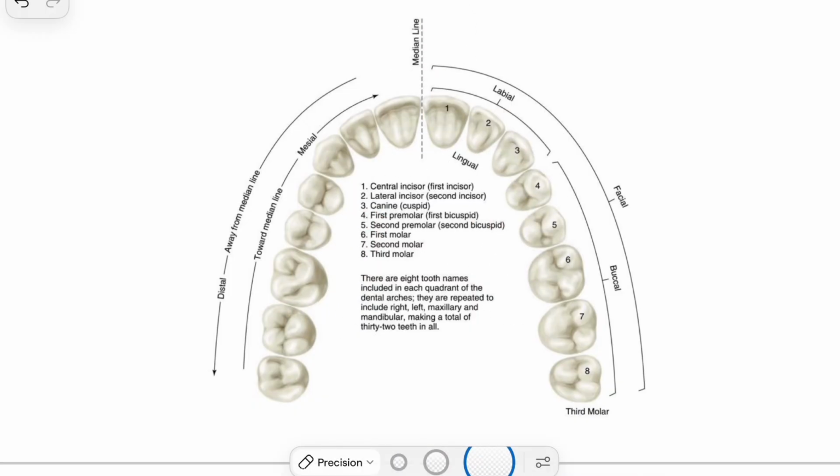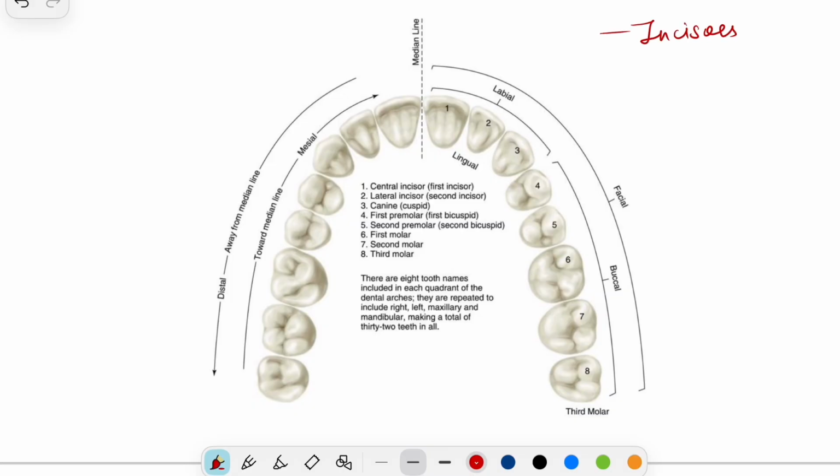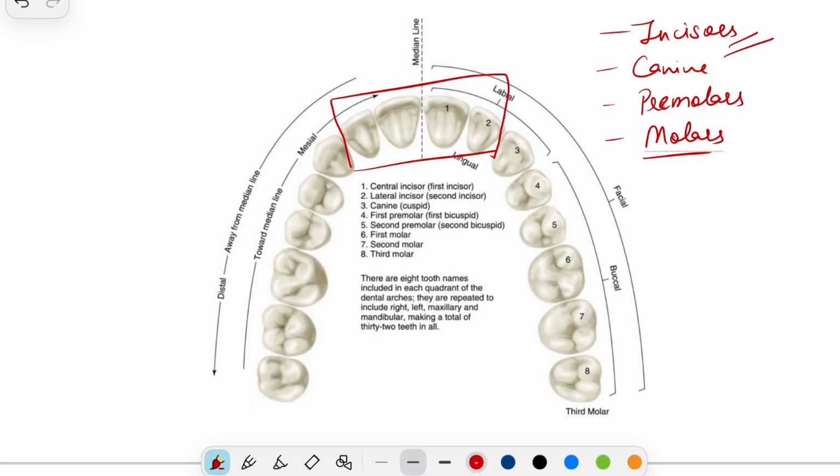So I'll just use this same picture here. So we basically have four types of teeth. Let me just write it down here. Incisors, canine, premolars, and we have molars. Okay, so the incisors are the front teeth. As you can see here, these are the incisors. Okay, their function is cutting food and they have a sharp incisal edge which helps them to cut the food.